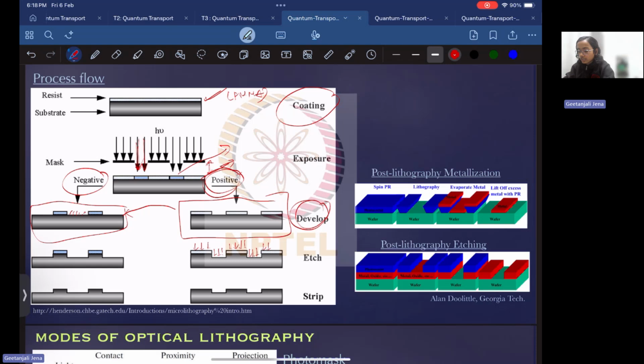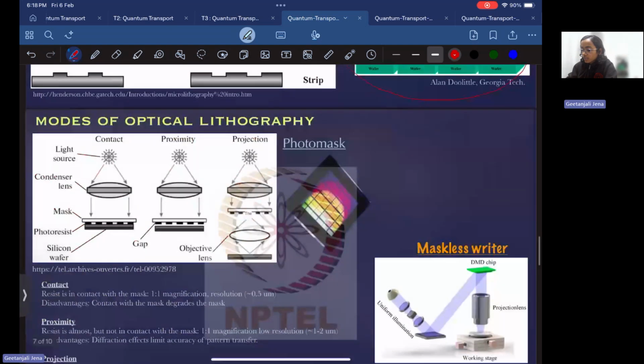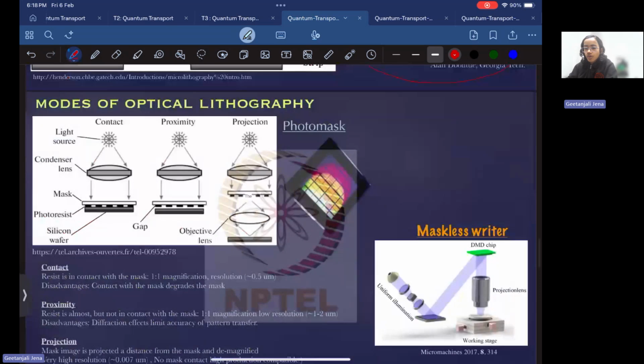Like we can either etch the surface, the structured photoresist, or we can do a metallization, which is explained in detail in this figure. So after etching, we will remove the excess part. We'll remove the photoresist part using the strip. Okay. So this is the overview of the photolithography stage.